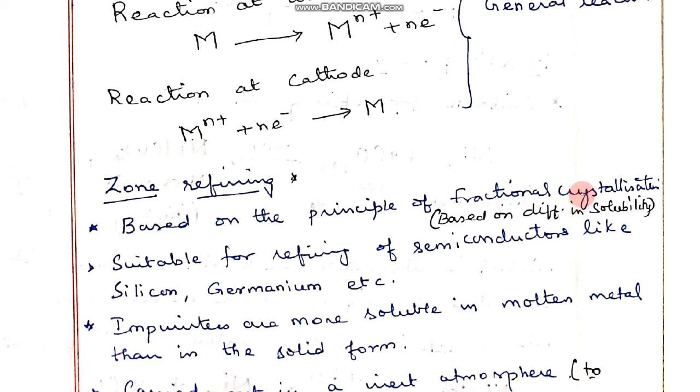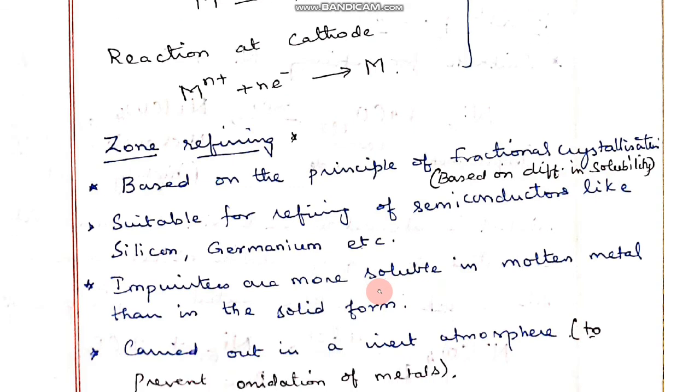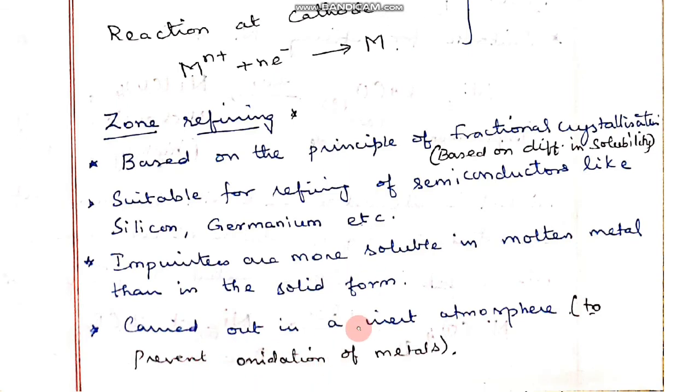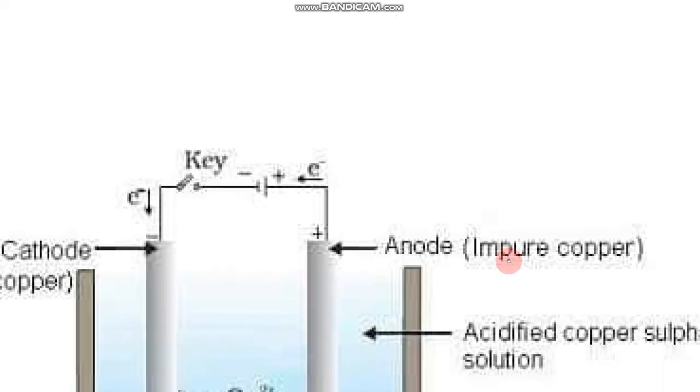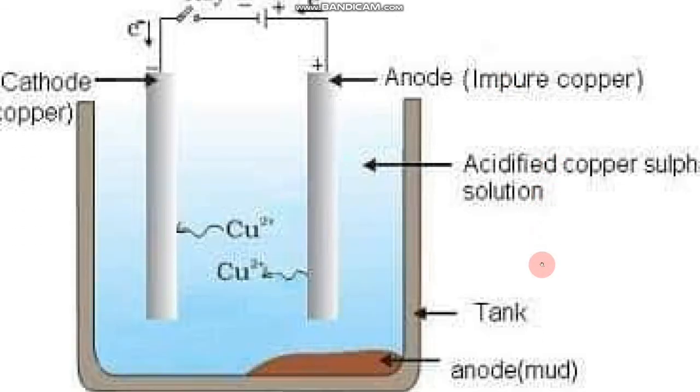And this fractional crystallization is suitable for refining semiconductors like silicon and germanium. The impurities present here are more soluble in the molten metal than in the solid form, and we are going to carry it out in an inert atmosphere to prevent the oxidation of the metal. Let us see the diagram now.